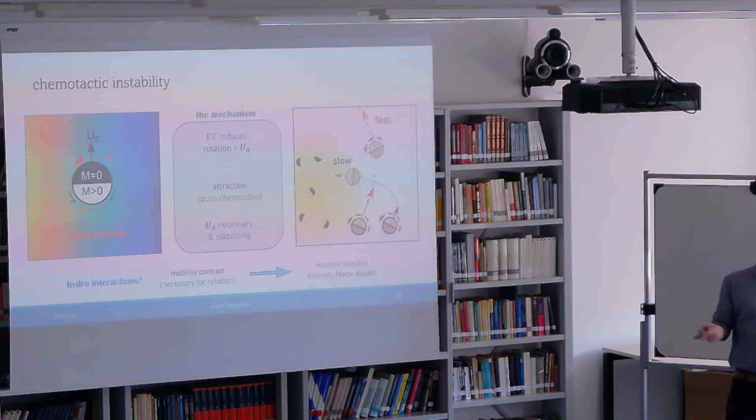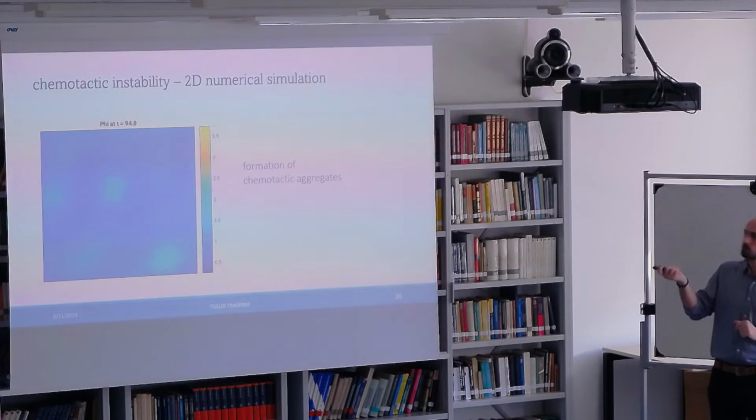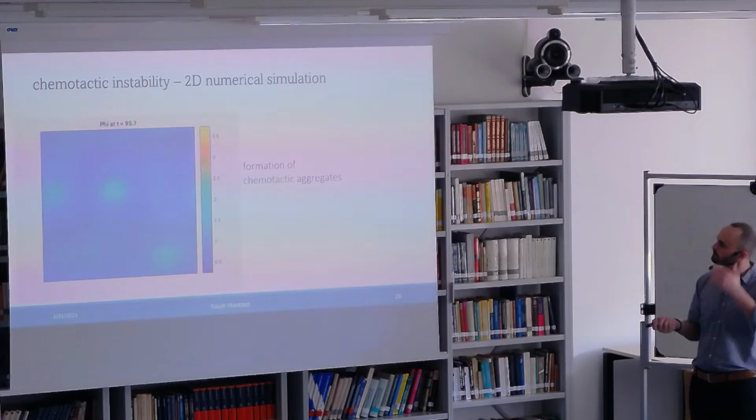Because this whole rotation thing happens due to the imbalance in mobility, we might expect hydrodynamic effects. These hydrodynamic effects do not appear in the linear stability analysis, so I won't bother you anymore with that, and we can look at nice videos of simulations of the actual suspension. So we solve the system of equations from before in two dimensions, in a periodic domain, with one angle for the orientation, and time. What I show you here is the local particle density, so the probability of finding a particle regardless of its orientation.